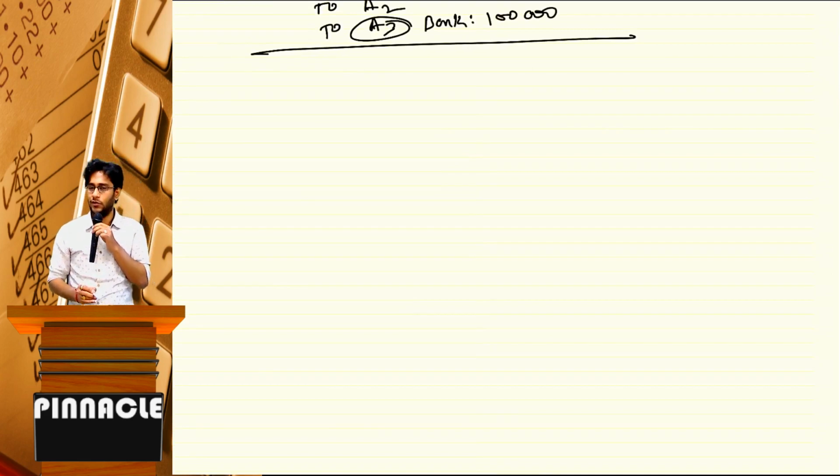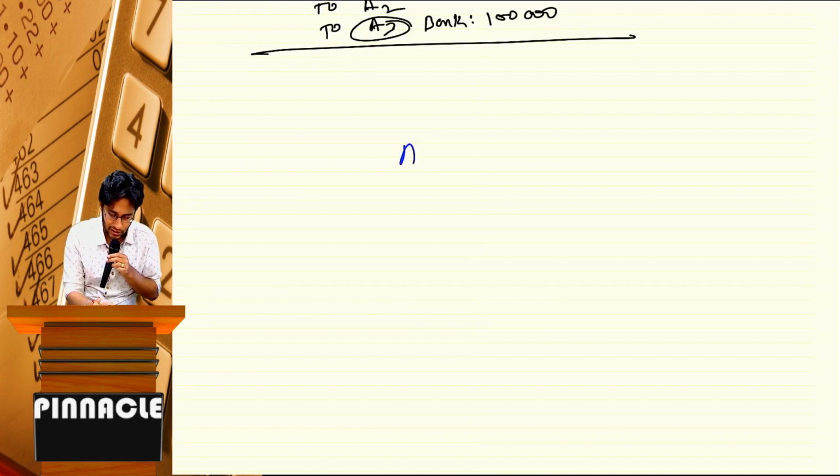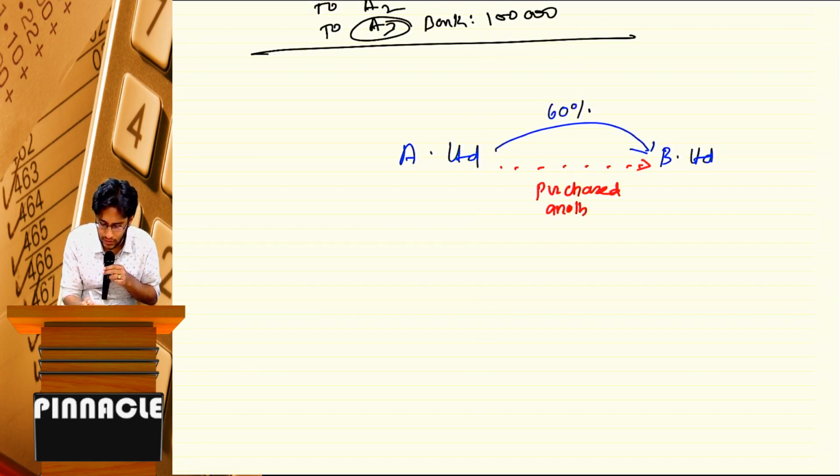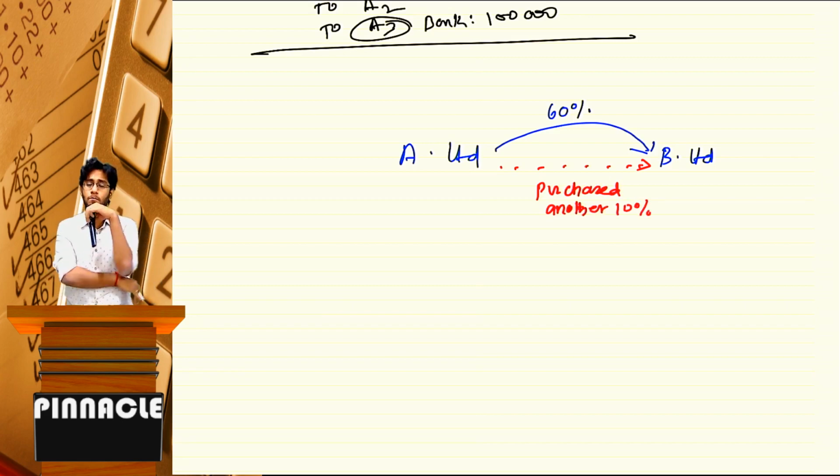This one, if you tell me, you are Pro Max, Ultra Pro Max. Sir, this is A Limited. This one is B Limited. A already has 60% shares in it, a subsidiary. Now A purchased another 10%. There will definitely be a cash outflow, sir. You tell me, where will I show this?